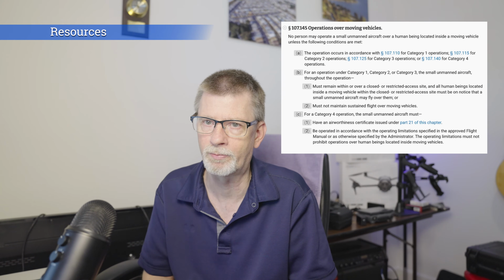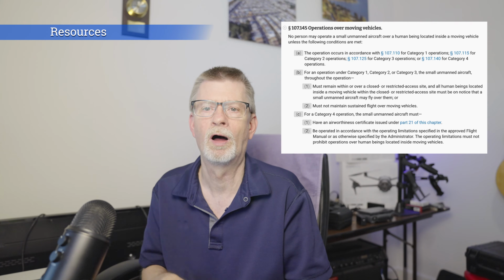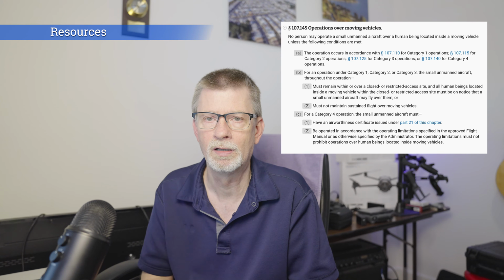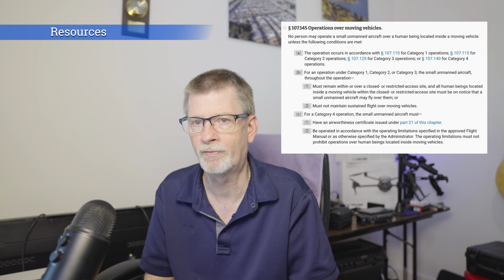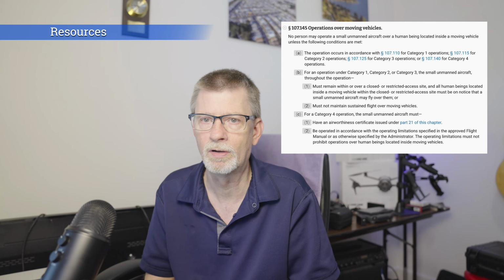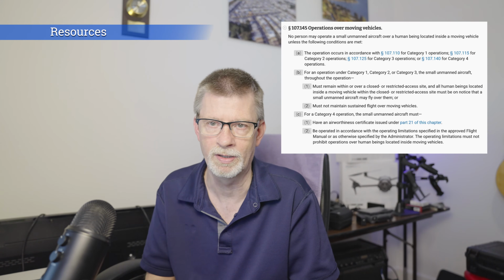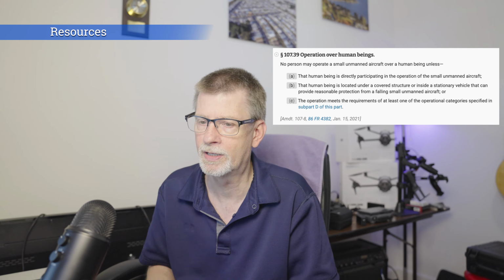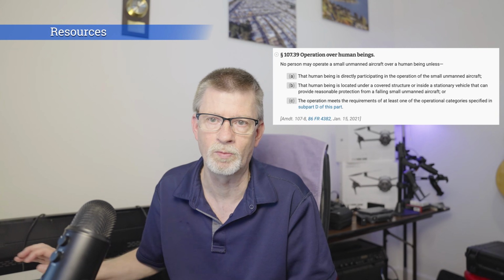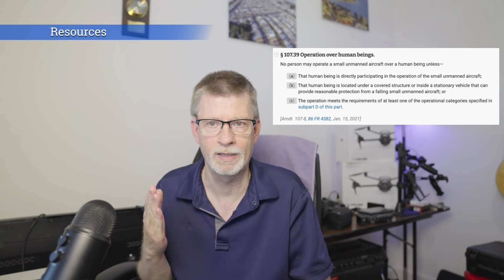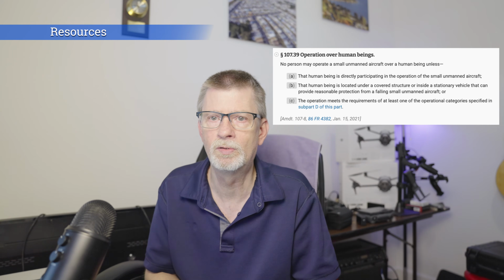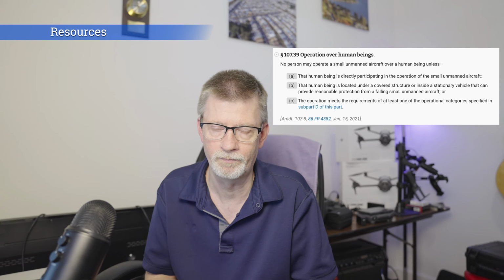Okay, so let's talk about the specific waivers we're going to be requesting. First is 107.145, and that's operations over moving vehicles. I'll put something up here so you can see what that blurb looks like from the FAA website. Look it over and just understand what that means. The other is 107.39, and this is for operations over people as well. So take a look at that. And these are the two waivers that we're going to be applying for.